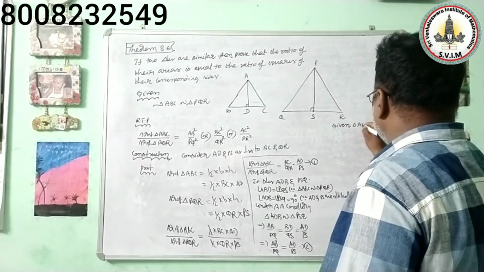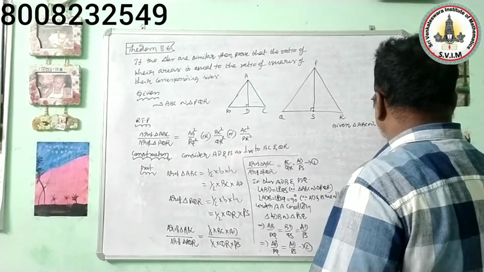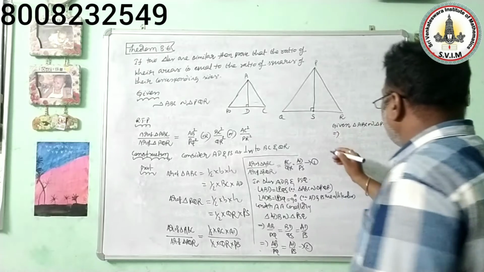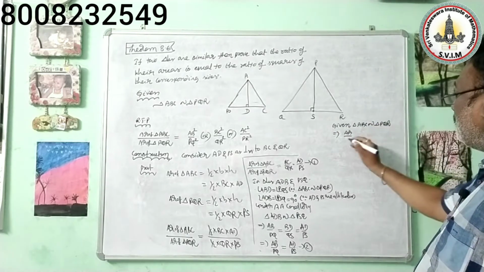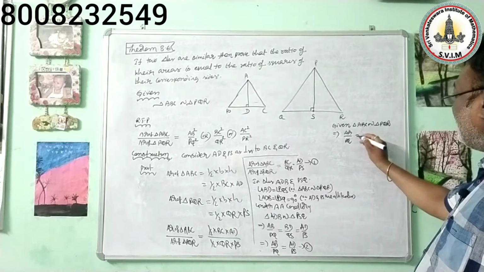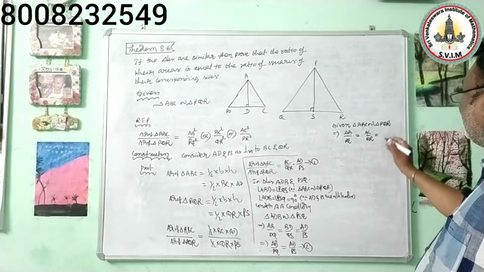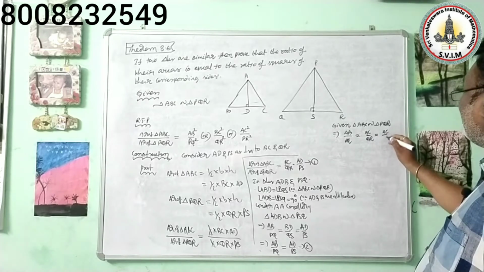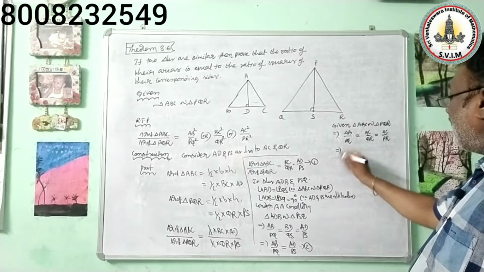Given triangle ABC is similar to triangle PQR, so that implies AB by PQ is equal to BC by QR, that is equal to AC by PR.